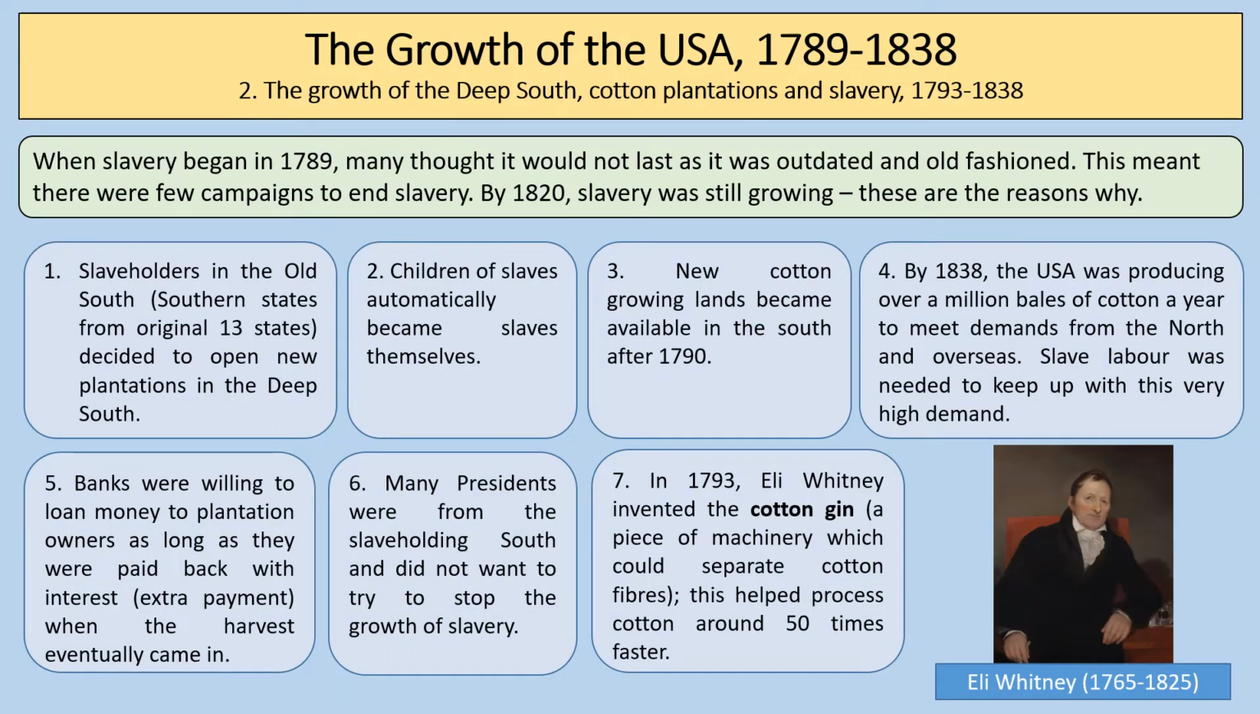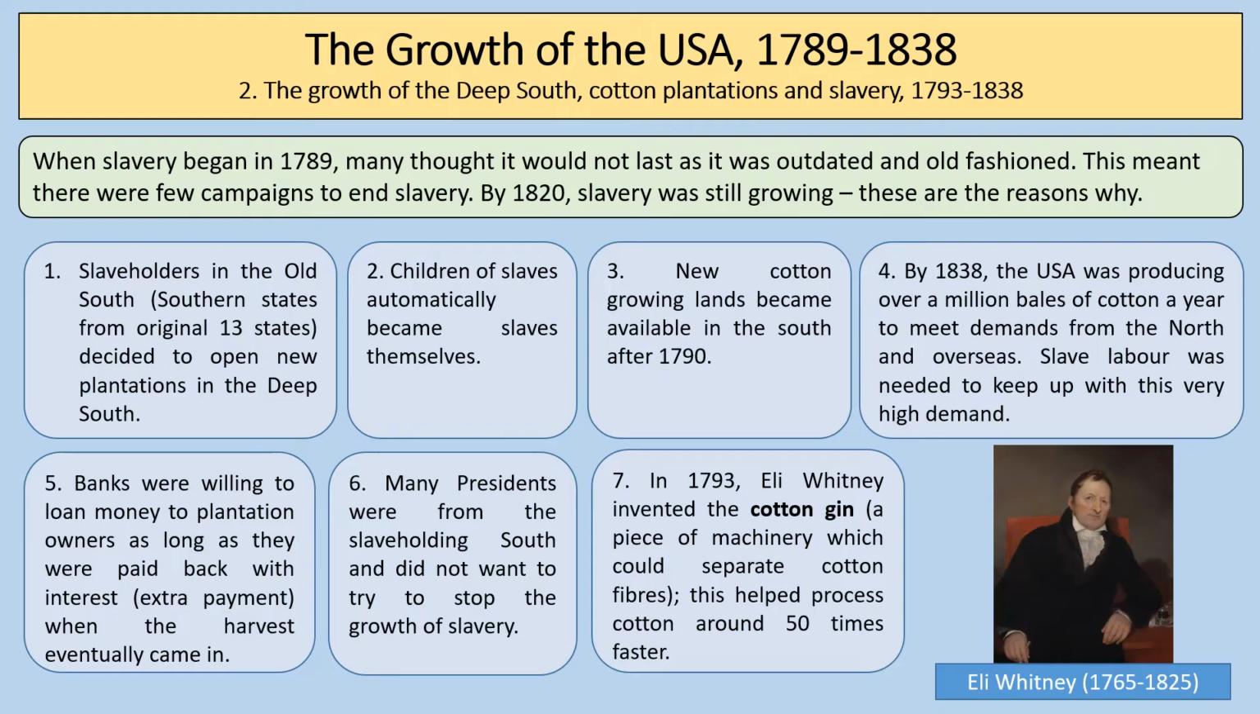Okay, so when slavery began in 1789, many thought that it wouldn't last, it was outdated and old-fashioned, and it meant there weren't actually very many campaigns to end slavery. But by 1820, slavery was still growing. Now, there are several reasons for this, and we're going to look at these in a bit more depth now. Firstly, slaveholders in the Old South decided to open new plantations in what were called the Deep South. So as America expanded into other southern states, for example places like Louisiana, they tended to open up new plantations, and these were involved in the slave trade, and therefore that created an increase rather than a decrease in slavery. Second reason, children of slaves automatically became slaves themselves.